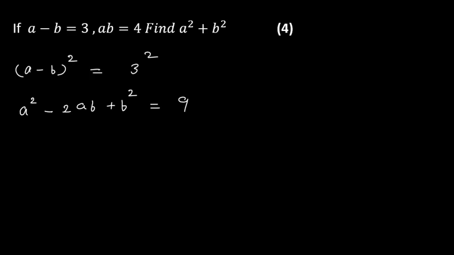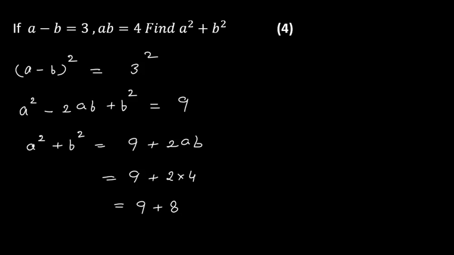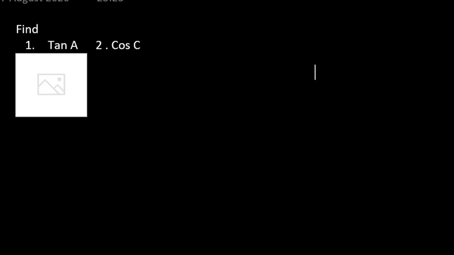Now the value of a square plus b square will be equal to 9 plus 2 times ab. The value of ab is 4, so this is 9 plus 2 times 4, so this is 9 plus 8, which is 17. So this is a square plus b square. So a square plus b square is 17. Now let us move to the next question.